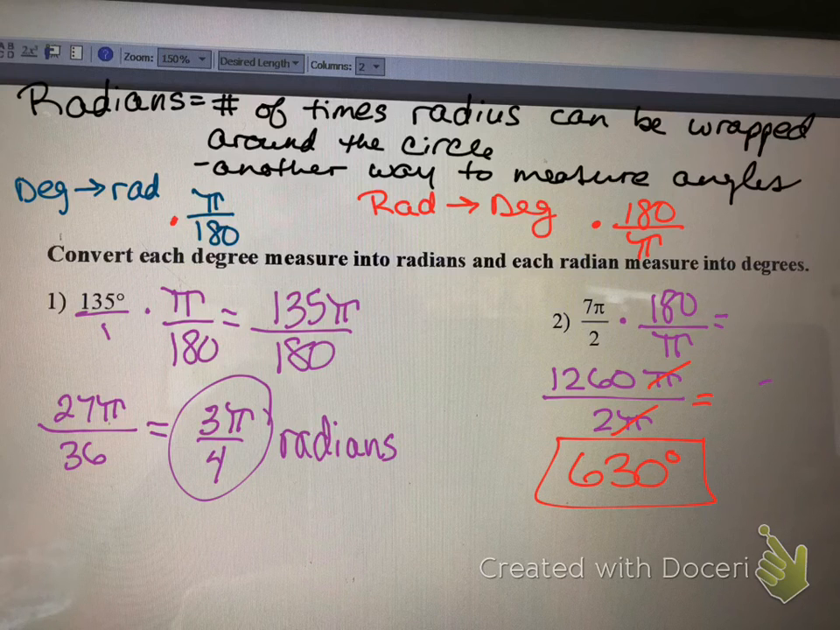So notice we can have angles larger than 360. That is not a problem. So 7 pi over 2 is 630 degrees.